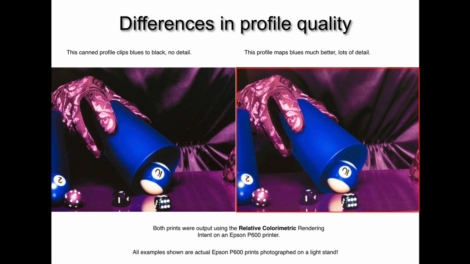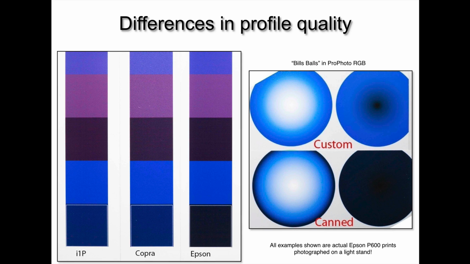This is a pretty major difference between these two particular profiles. As you can see, the image on the left doesn't have much shadow detail. The saturated blues seem to clip to black. They don't look blue, they look black. So this is the sort of thing that you want to be looking at in actual images. And as I said, these are two prints output using the same RGB file, sent out to an Epson P600 printer and photographed on a light stand. That's why you might see some little scuffs and scratch marks on the print. Again, these are actual prints as well.